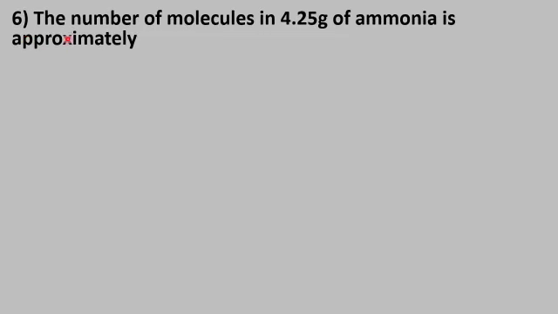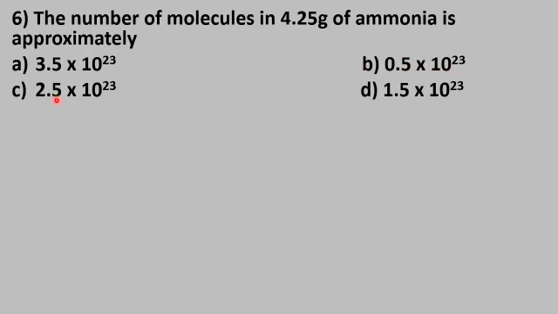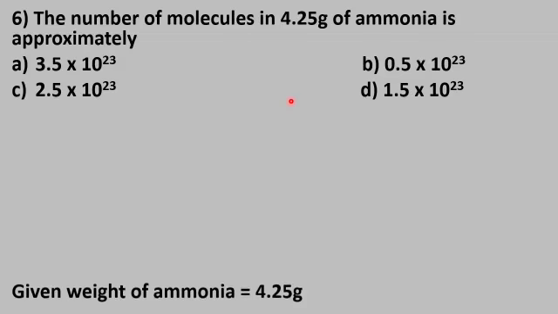Question number 6. The number of molecules in 4.25 gram of ammonia is approximately dash. Option A 3.5 into 10 raised to 23. Option B 0.5 into 10 raised to 23. Option C 2.5 into 10 raised to 23. And option D 1.5 into 10 raised to 23.